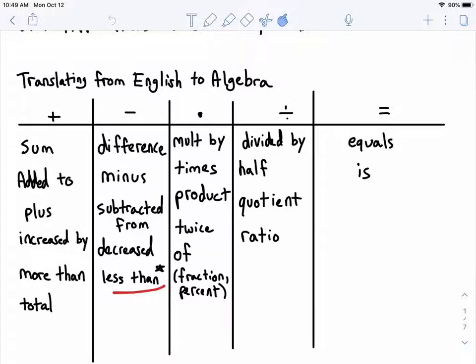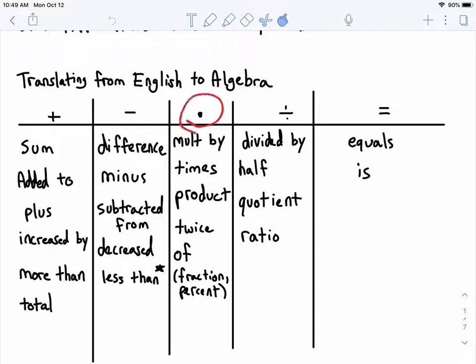For example, if I said 20 decreased by 8, that would be 20 minus 8. But if I said 20 less than 8, then I'm actually taking the 20 away from the 8. It would be 8 minus 20. So less than, I put a little star on that one, because that one you have to turn the subtraction around the other way. And we'll see that come up in some examples.